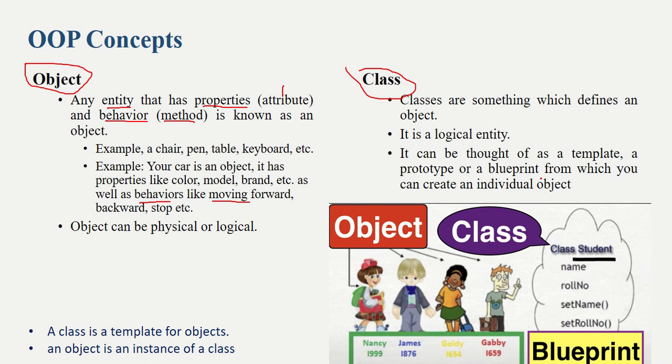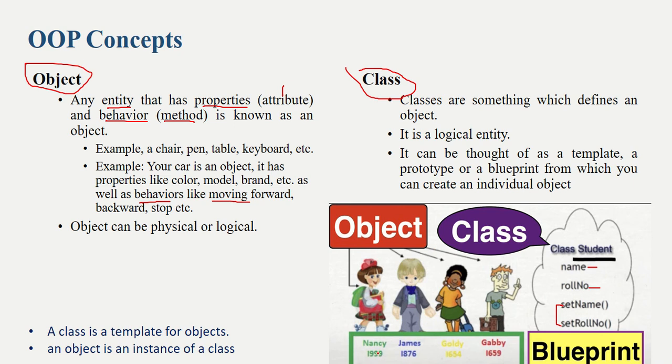This is an example here. We have a class called student, and the student has a name and a roll number, and there are two functions or methods, set name and set roll number. This is a class, and this is a blueprint. Blueprint means a template. We can create many objects from this class. We call it instantiation: creating an instance from that class, meaning we are creating a new object.